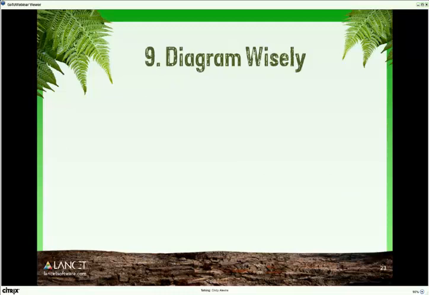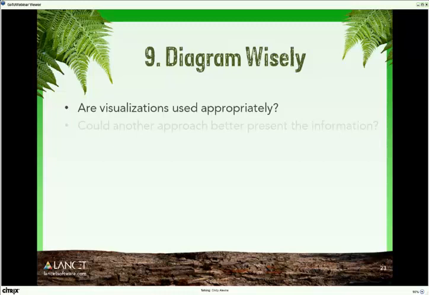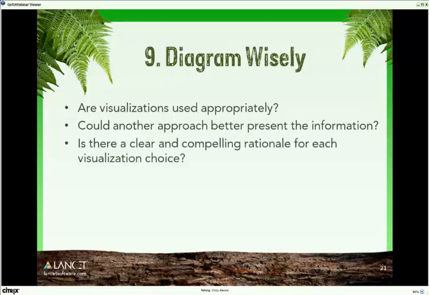Now, we got two more survival techniques, and this ninth one is diagramming wisely. What that means is we want to make sure that all the different tools we have in our BI toolbox, we're using the right one for the job. We're using the right graph type for the information, and we're using grids when it's appropriate to use grids. So, ask yourself if the visualizations are used appropriately. Could another approach better present the information? And do you have a clear and compelling rationale for each visualization choice you use?